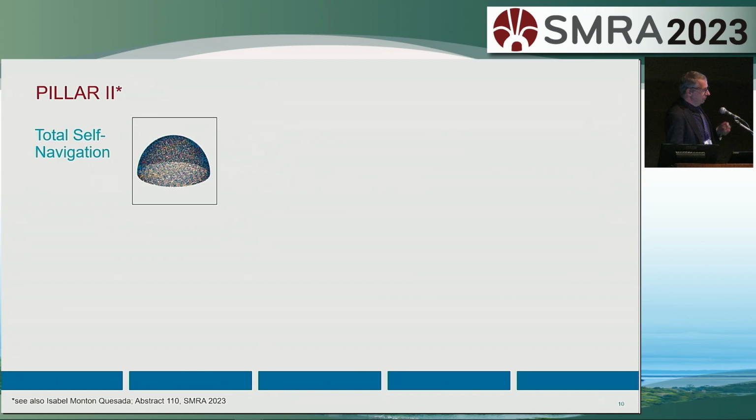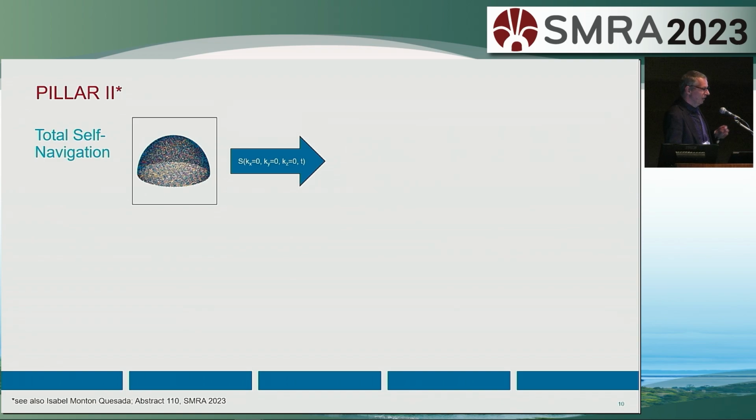So the second pillar that informs this whole idea is total self-navigation. How does this work? Well, you have the k-space acquisition, and in various types or various forms you can extract motion information from k-space.